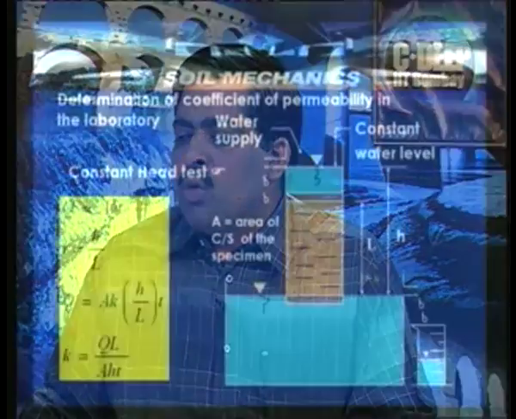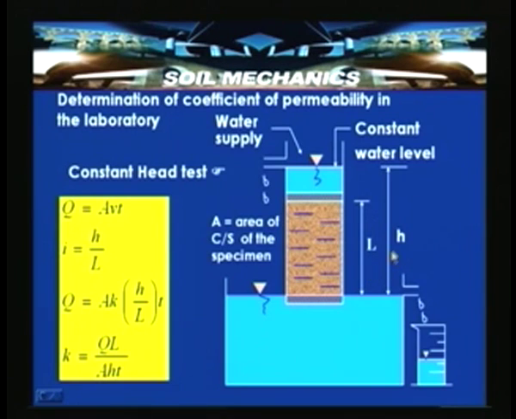AVt, where A is the area of the cross section over which the flow occurs, V is the discharge velocity with which the flow is taking place, and t is the time over which this flow Q has been collected. i is the hydraulic gradient, which is nothing but H over L. L is the length of the specimen, and H is the head which is driving the flow. So, the head loss between these two levels is H.